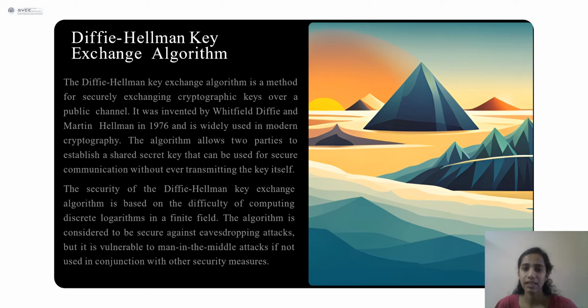the key itself. The security of the Diffie-Hellman key exchange algorithm is based on the difficulty of computing discrete logarithms in a finite field. The algorithm is considered to be secure against eavesdropping attacks, but it is vulnerable to man-in-the-middle attacks if not used in conjunction with other security measures.